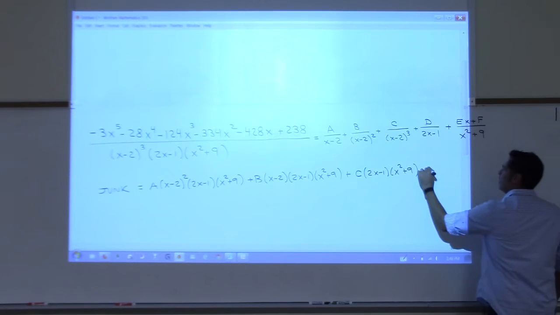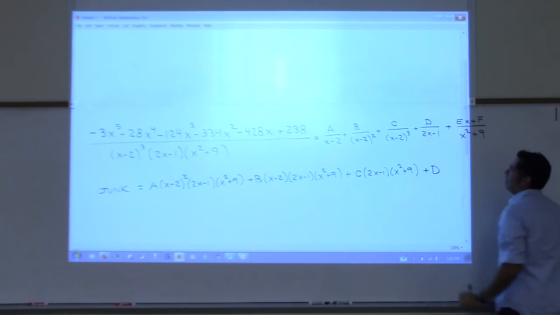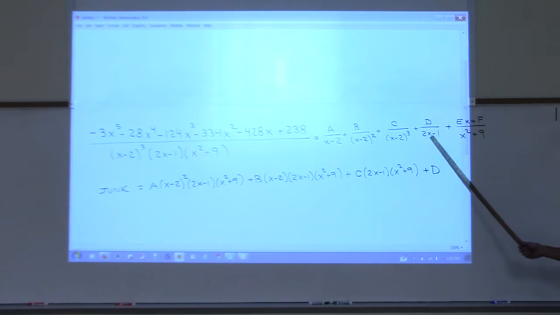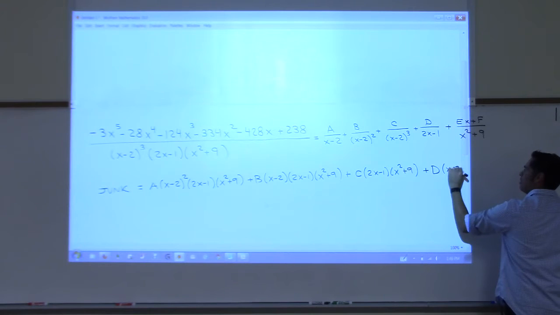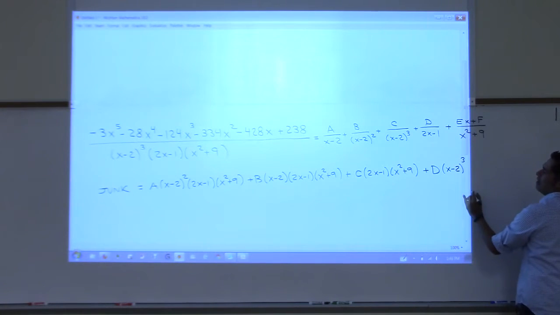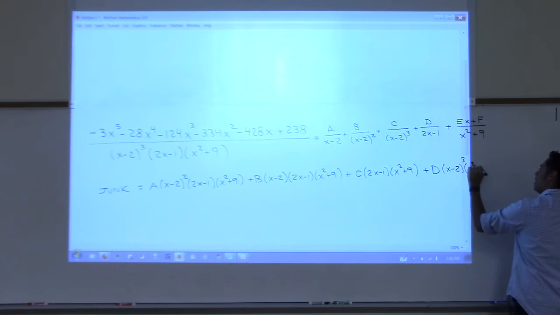Plus D, and the only thing that goes away with D is the 2x minus 1. So I still have what? X minus 2 cubed, right? And x squared plus 9.